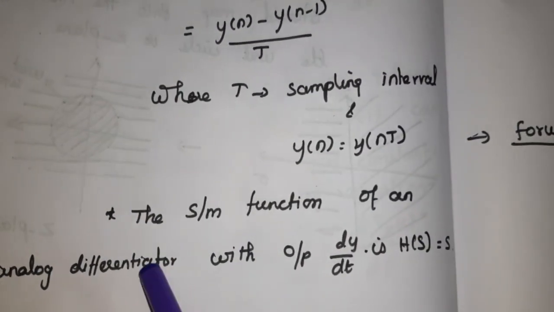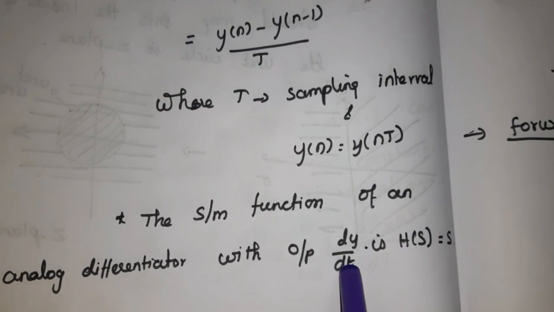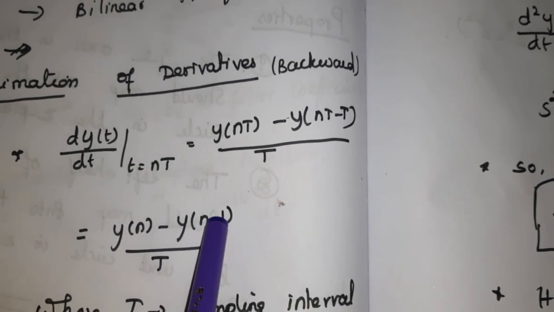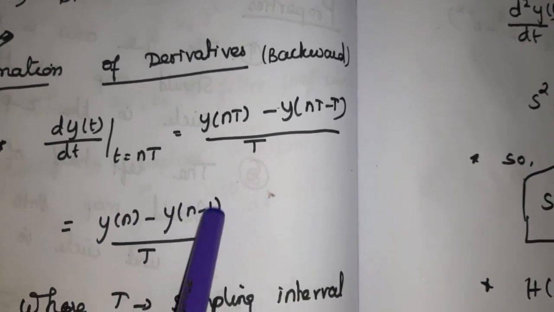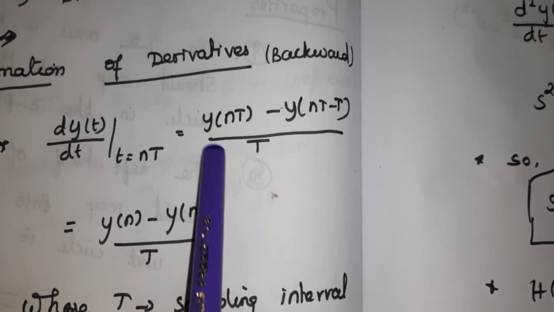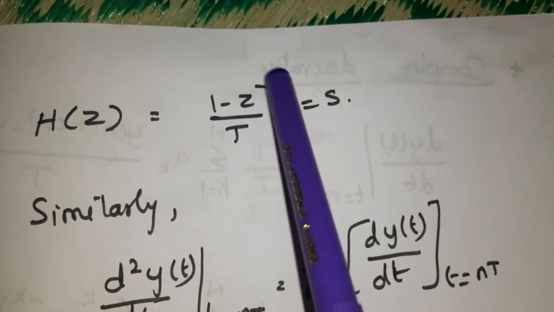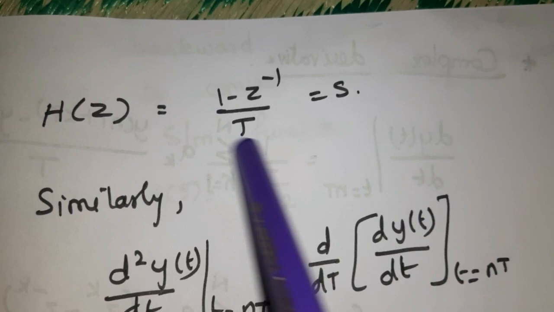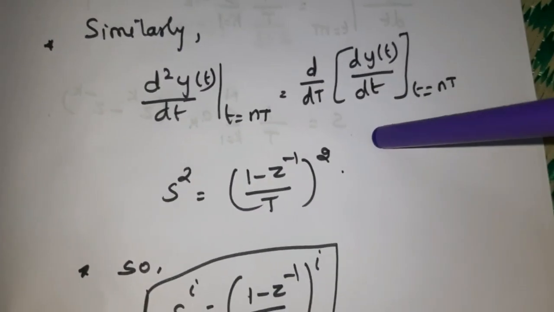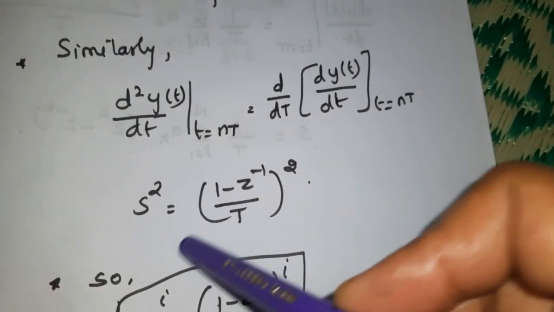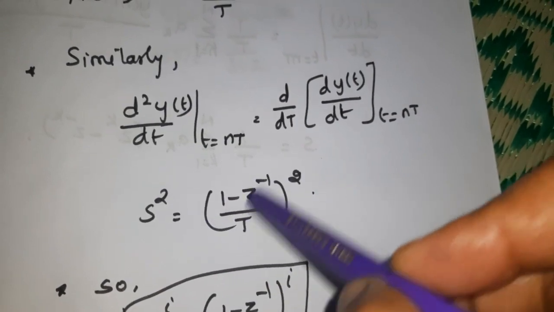The system function of an analog differentiator with output dy/dt is s. So this can be represented as s, and y(n minus 1) is a time shift of minus 1, which can be represented as z^(-1). So here s = (1 minus z^(-1)) divided by T. Similarly, taking the second derivative, we get s^2 = ((1 minus z^(-1)) divided by T) the whole squared.